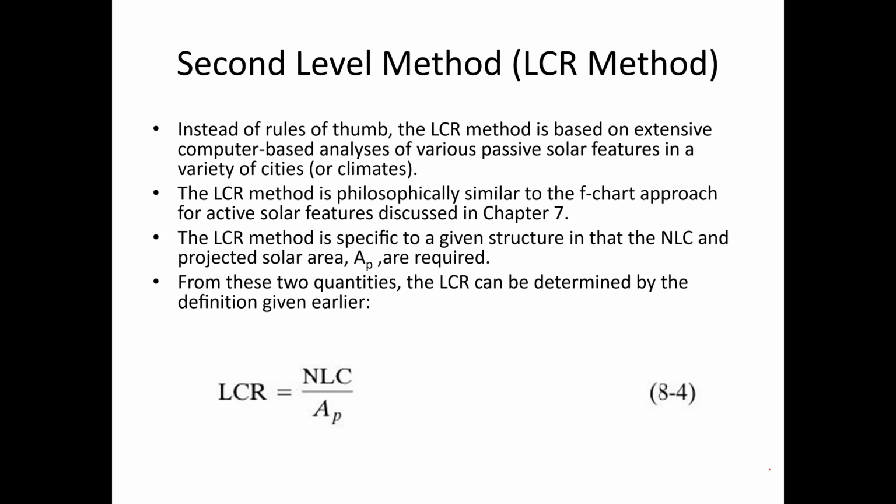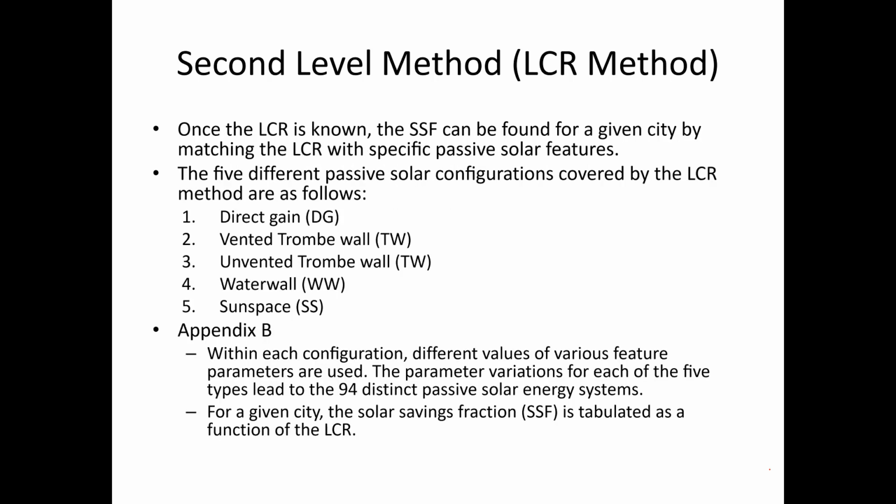For this one, instead of rules of thumb, the LCR method is based on extensive computer-based analyses of various passive solar features in a variety of cities. This LCR method is philosophically similar to the F-chart approach for active solar features discussed in chapter 7. The LCR method is specific to a given structure in that the NLC and the projected solar area, A sub P, are required. From these two quantities, the LCR can be determined from the given definition earlier.